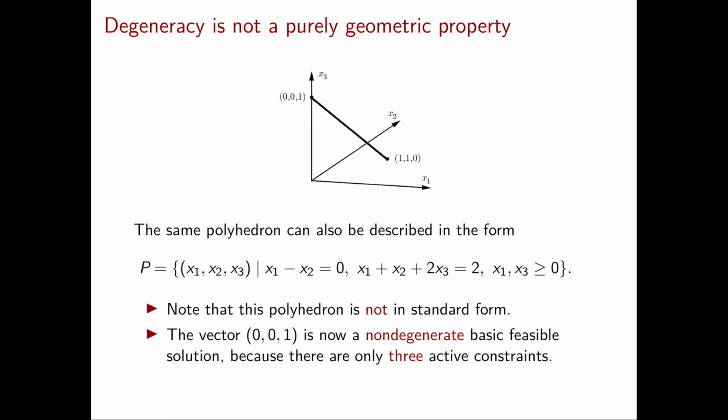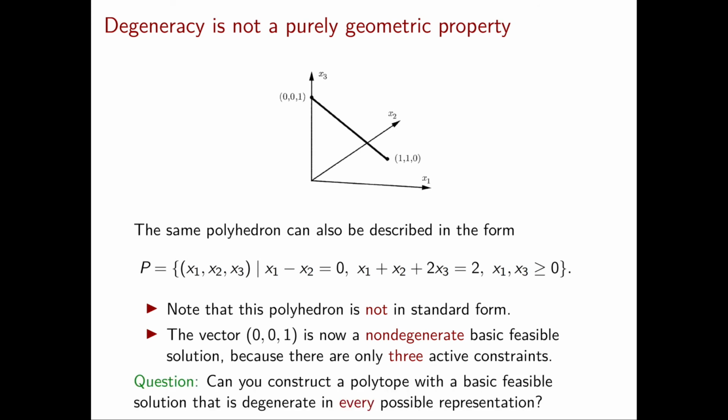A natural question that I'm sure you have now is: is it always possible to get rid of degeneracy by dropping a number of inequalities? After all, this is possible in the example we have just seen. However, unfortunately, this is not the case.